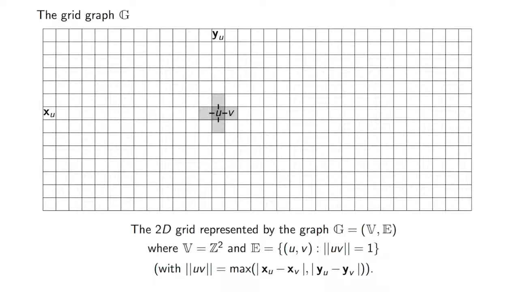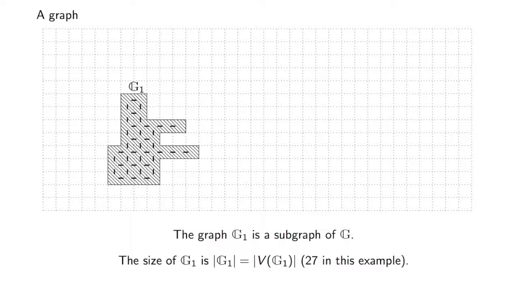In this article, we always consider the maximum norm. From now on, we represent the grid graph as a dotted grid. Edges are omitted. All the other graphs considered in the article are subgraphs of the grid graph. For example, consider the following graph G1. Its set of vertices is a subset of the set of vertices of G. Also, its set of edges is a subset of the set of edges of G. The size of G1 is the size of its set of vertices. In this example, the size of G1 is finite and equal to 27.